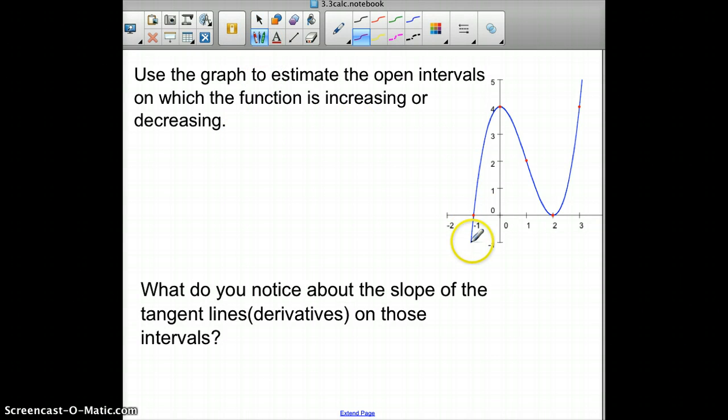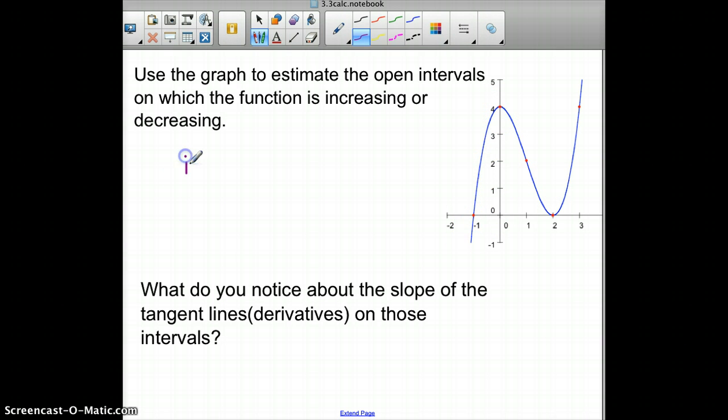Just looking at this graph, you can see all of this part is increasing. When it gets right to here, it's stopped increasing, but it hasn't started decreasing yet. So if this were a ball, it would be like hanging in midair, not going up, not going down. It's just ready to change direction. And then the ball would come back down. So this part of the graph is increasing.